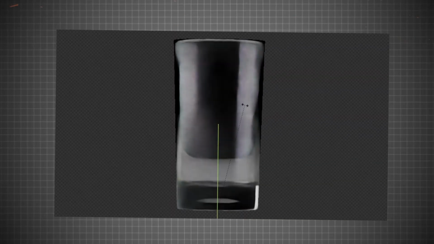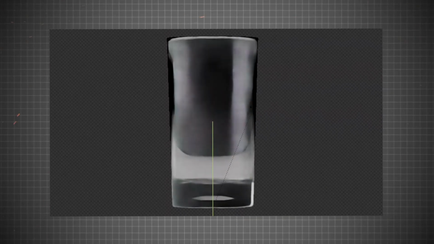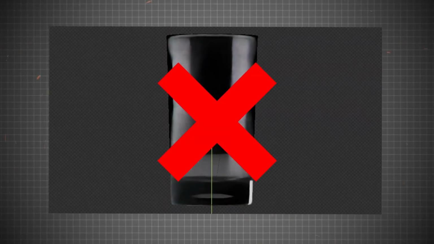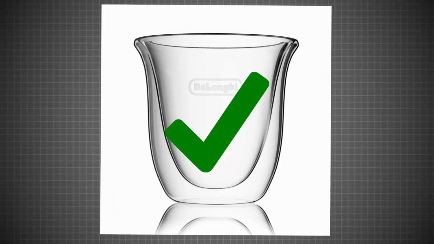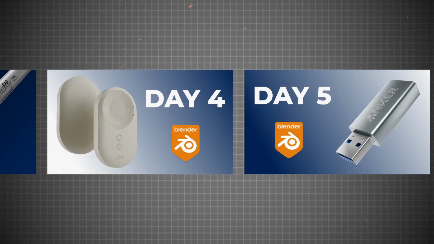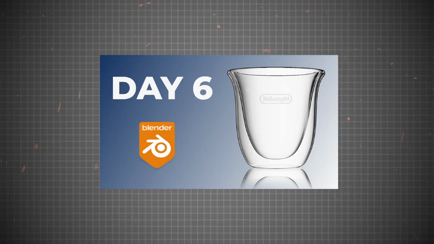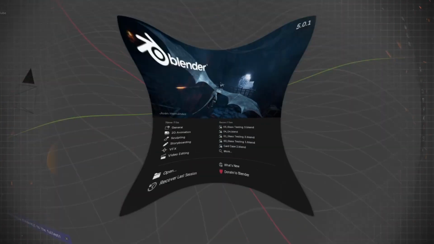Have you ever tried rendering a glass product only to struggle with lighting that just doesn't look right? In this video, I'll show you a simple professional lighting setup for glass products in Blender, using a glass espresso cup as our example. Welcome to part 6 of the Blender product rendering series, where each video helps you level up your 3D rendering skills. Open up Blender and let's get started.